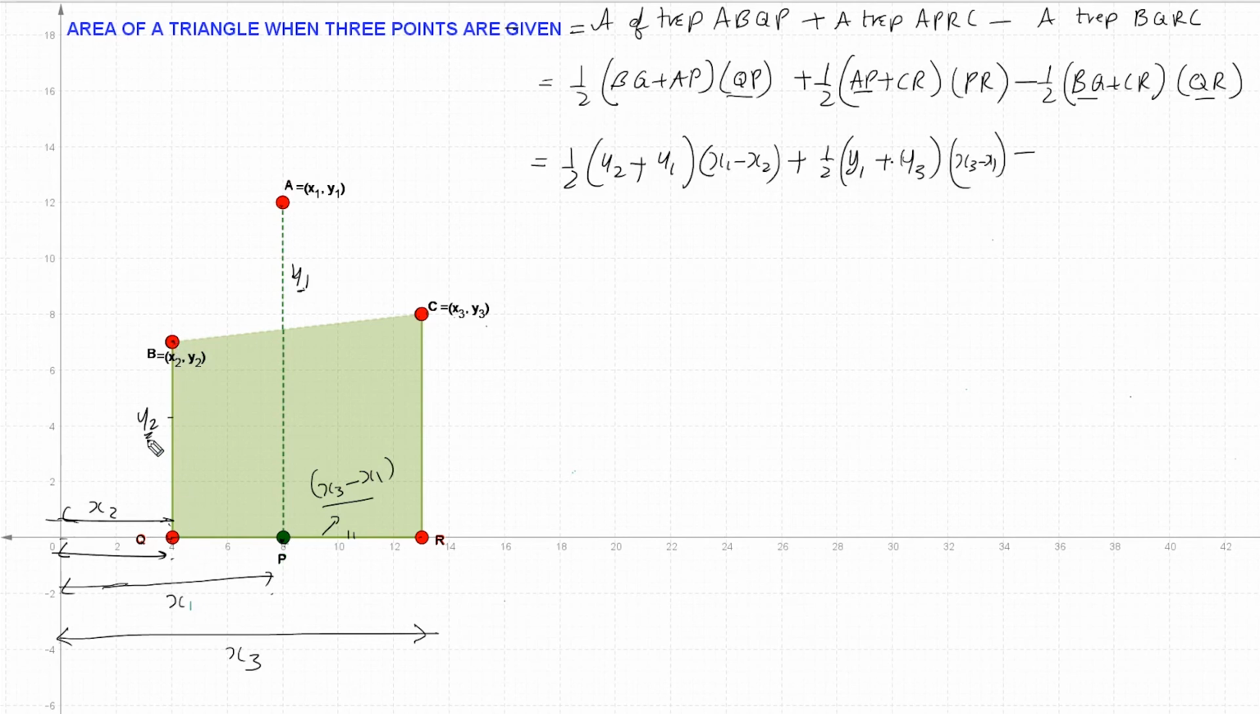This height is BQ, which is nothing but Y2. Let me write that. That is half times, I can write that as Y2, plus, what is CR? CR is this height, and we know this height is Y3. So we can write this as Y3. Beautiful. Now, what is QR?